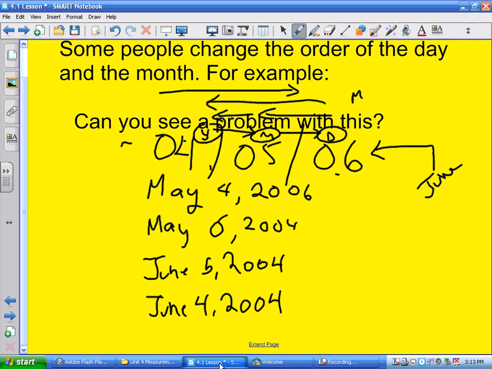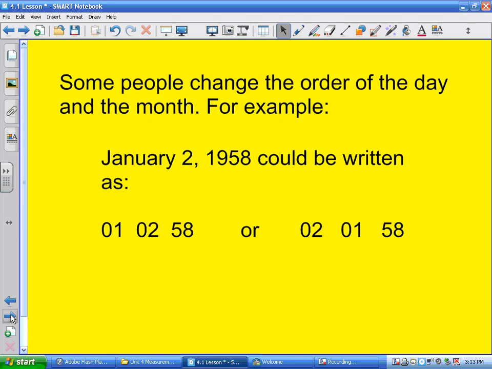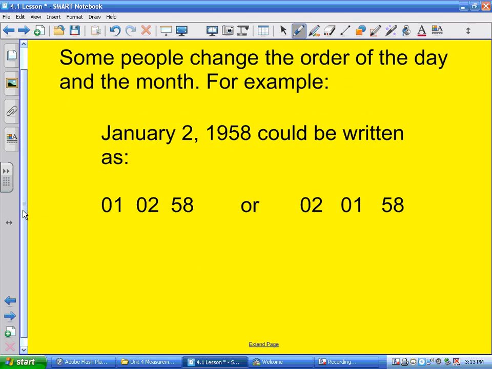If you're talking about a project that was done many years ago, the first one would work. If it was something current, you would have to use the other one. Here we go. January 2nd, 1958, could be written this way. Is the first one correct? What is that, month, day, year, or day, month, year? It's day, month, year. This is the 1st of February. Is that correct? No, it's not.